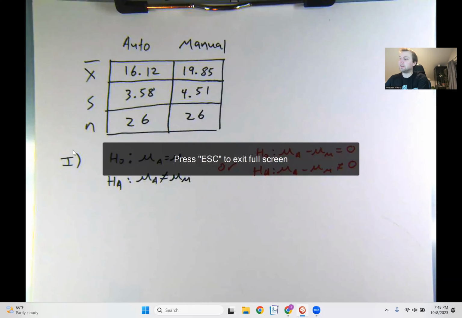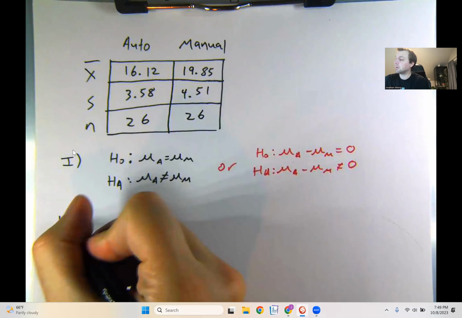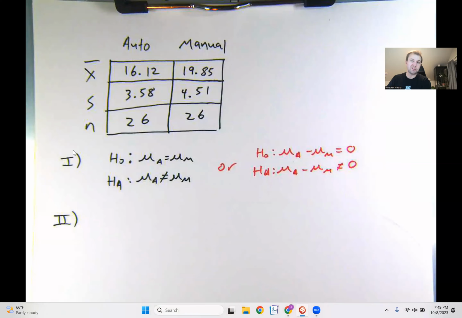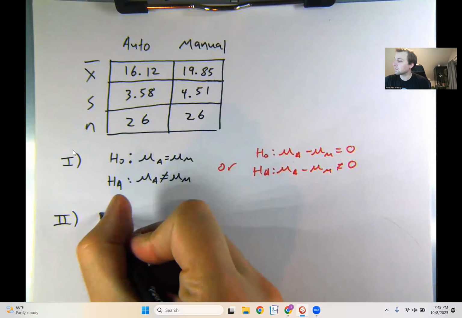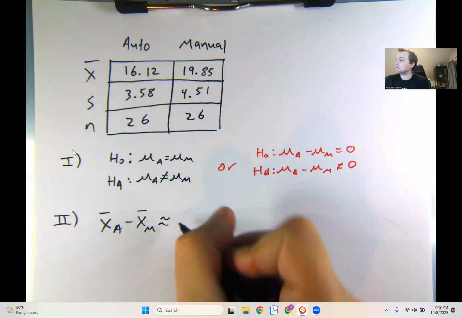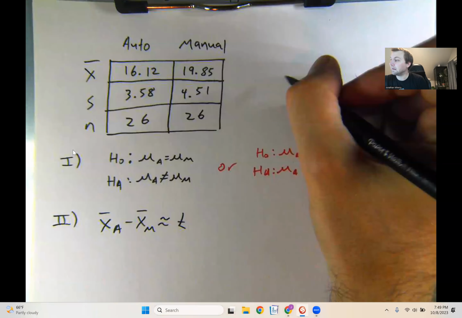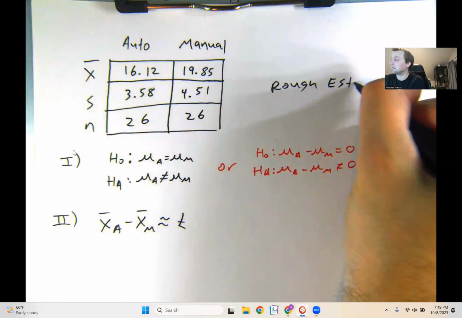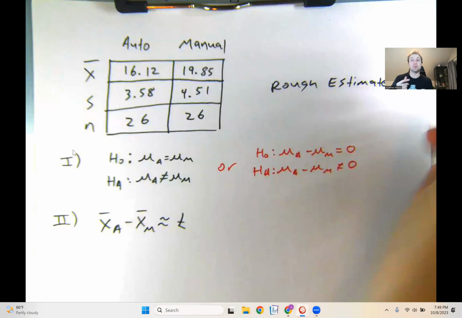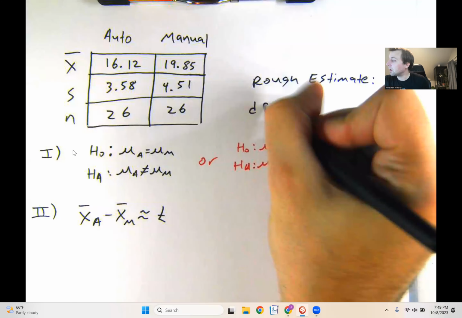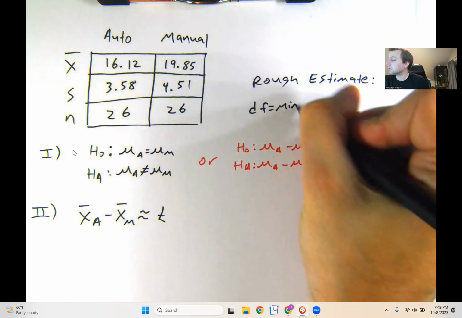And now that I have these hypotheses, I can move forward with coming up with my model. And I'm going to be looking at automatic minus manual. I could really choose either order. This is going to follow a t-distribution. And as a rough estimate, and this is where that technology is going to come into play because we want to get a more accurate degree of freedom. That's the one value that's going to be a little bit off when we do stuff by hand. I'm going to take the smaller of the 2 degrees of freedom.